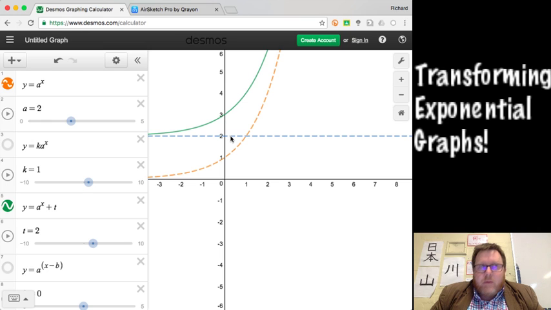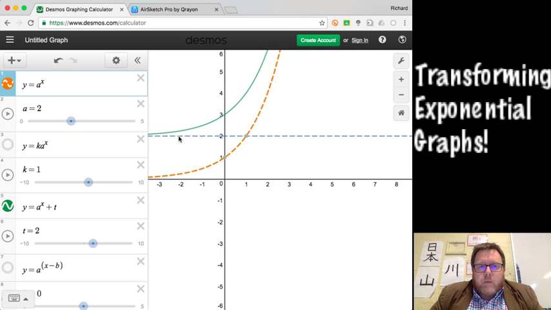Did you notice, I hope, that this blue line also followed? This blue line is the horizontal asymptote, and the horizontal asymptote also moves. Remember how in the basic graph we said that when x is negative, y approaches 0 but never hits it? That's called an asymptote. Well, now, because I've translated 2 units up, the horizontal asymptote is now at y equals 2. So that's the new asymptote, the value which the graph never goes underneath.